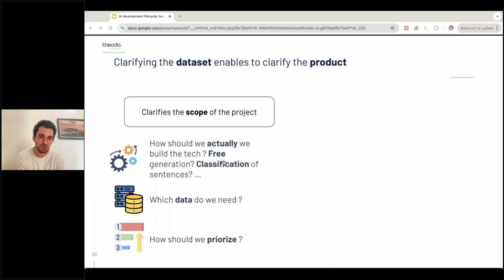It also helps to prioritize. Let's say you see that 90% of the collected questions are on topic A. You know this is where you need to put all your effort at first.